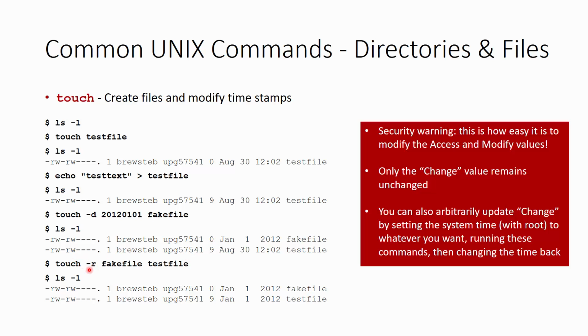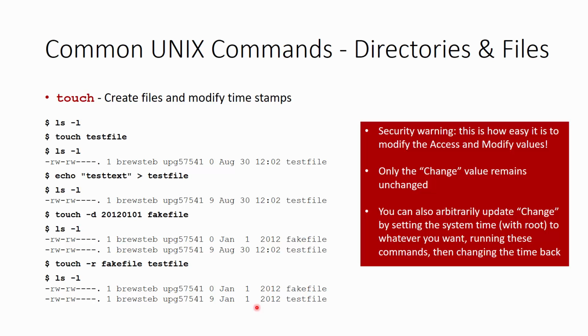To make it even more interesting, I can use the -R switch on touch, which will allow me to replace the timestamps of test file with the timestamps in fake file. So when I run this command, I now have updated my test file, which has real data in it, with a fake timestamp. It was that easy to change. I didn't need root permissions to do it.